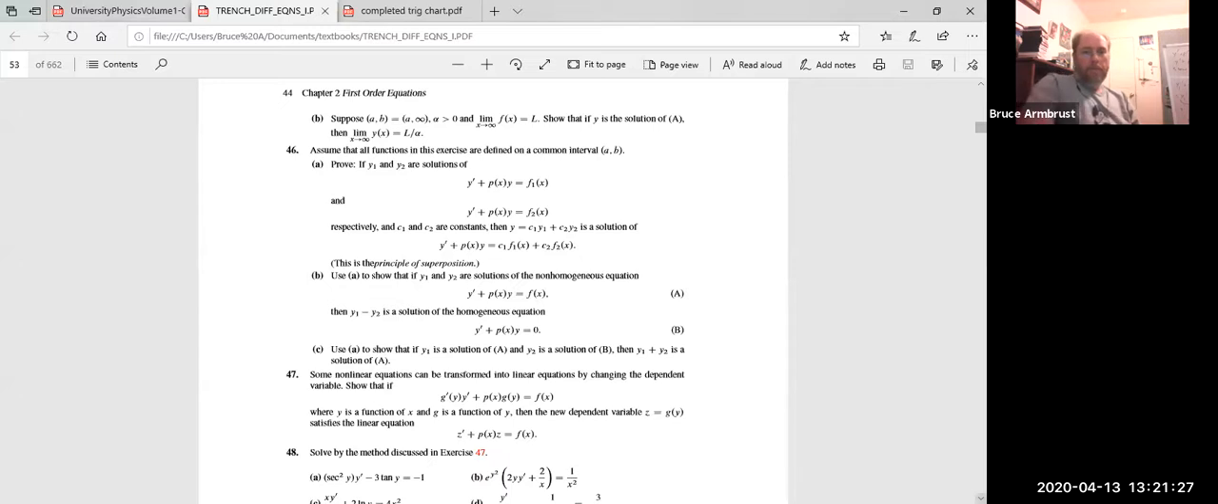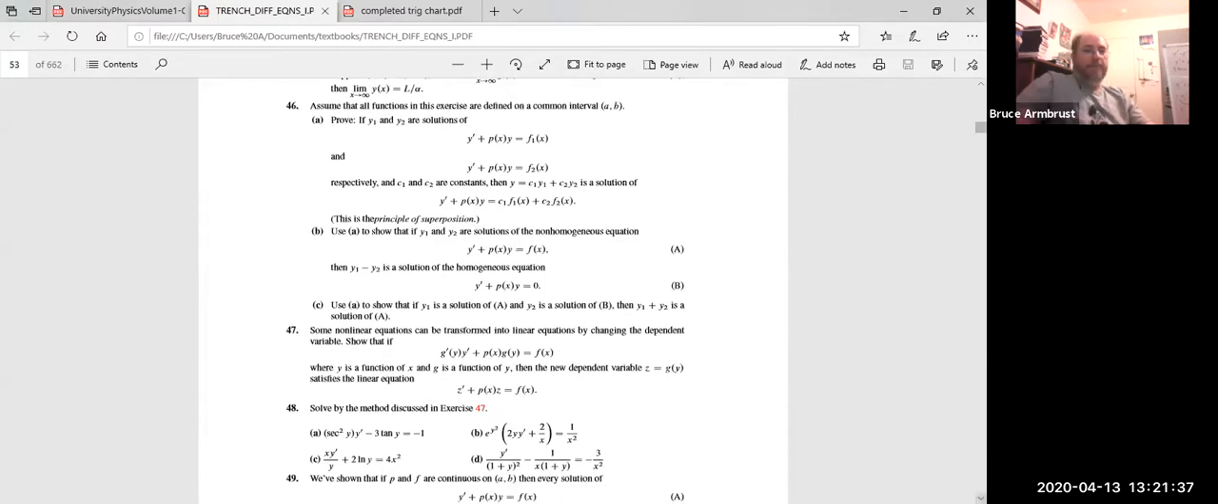Okay, so it says some nonlinear equations can be transformed into linear equations by changing the dependent variable. All right, so basically, if you've got something that's not linear, sometimes you can fake it and make it so that you can use linear techniques. But it says show that if g prime of y times y prime plus p of x times g of y equals f of x, where y is a function of x and g is a function of y, then the new dependent variable z equals g of y satisfies the linear equation given.